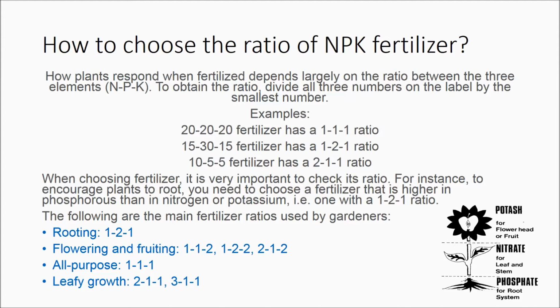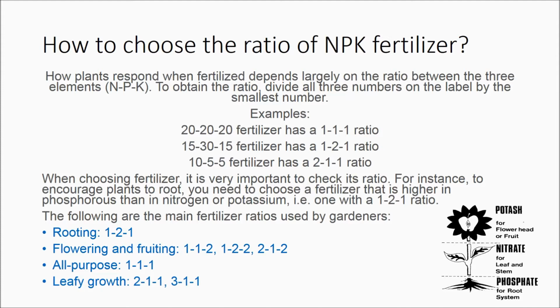Now this is how we should purchase the fertilizers. Now how should we know which one is the best for your plants? Say for example, to encourage plants to root, you need to choose a fertilizer that is higher in phosphorus than in nitrogen or in potassium. So you should take a fertilizer which has a ratio of 1 is to 2 is to 1. That is also shown in example number 2.